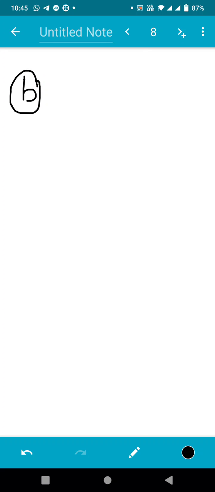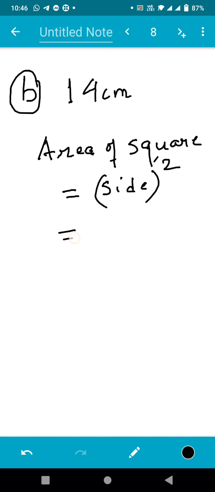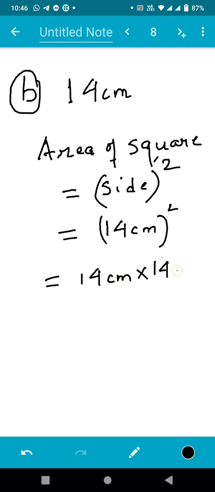So in sum number B we have 14 centimeters, students, 14. So again we'll write the formula, area of square, and this would be equals to what? Again we'll write side square. What is side given? 14 centimeter square. And what is the meaning of 14 centimeter square? That means we have to multiply 14 centimeter 2 times. Now what is the value of 14 into 14? 14 into 14 is 196, and how many centimeters are there? 2 centimeters. So we'll write centimeter square.